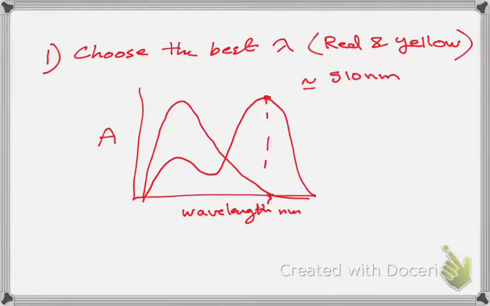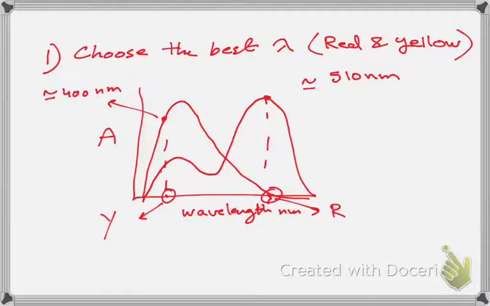And then for the yellow, we picked something on this side, maybe closer to 400 nanometers, where we still have high absorbance for the yellow but low interference with the red. So that was the other wavelength that we chose. We chose two wavelengths: this one best for red, this one best for yellow.